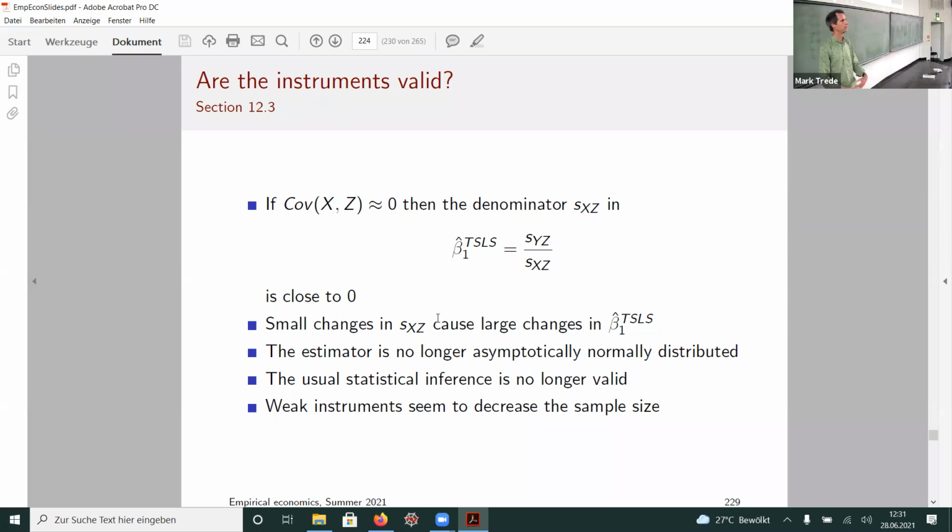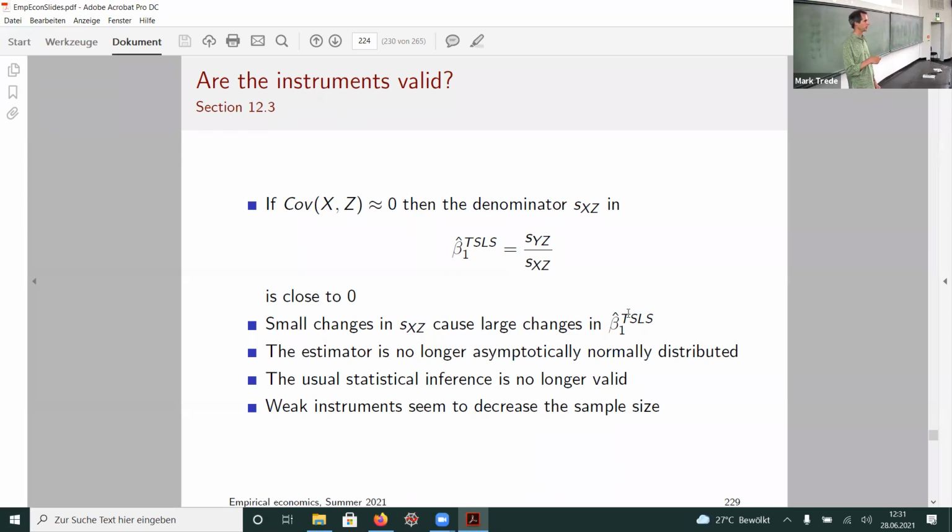Yeah? And each sample that you draw in your head, so that's just a thought experiment, but each sample that you draw would give widely different results. So in other words, if you know this problem, then you can't put any trust in the estimated values that you get. So that's a severe problem. All right, so small changes in the covariance cause large changes in the estimator. Also, the estimator is no longer normally distributed.